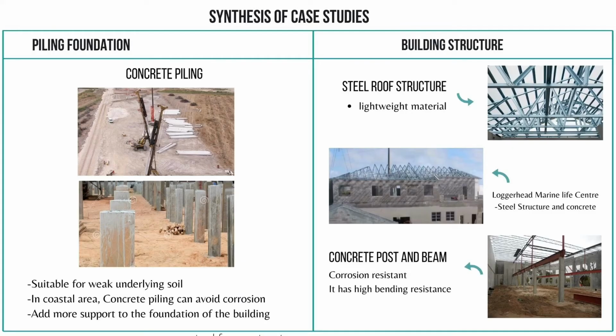For my first case study synthesis is piling foundation. I would like to use concrete piling because it is suitable for weak underlying soil. And in coastal area, concrete piling can avoid corrosion. And for the building structure, I will use concrete post and beam. And for the roof, I would like to use steel framing structure. Both of these materials are wind resistant and suitable to build in coastal area.